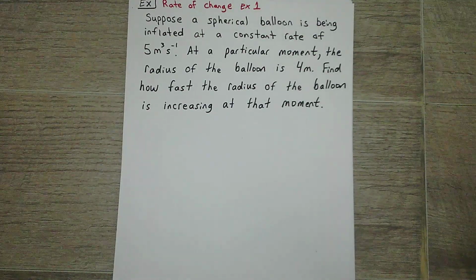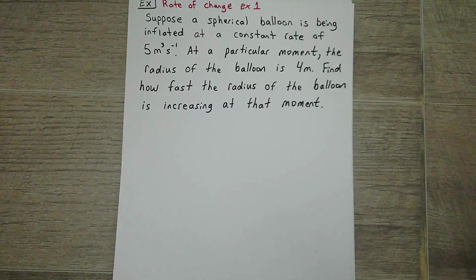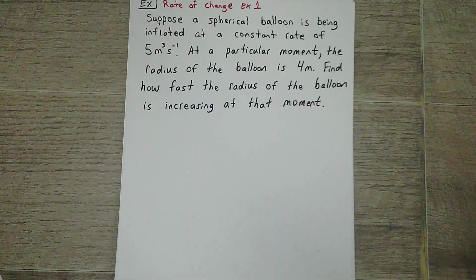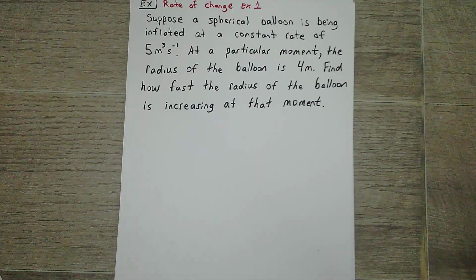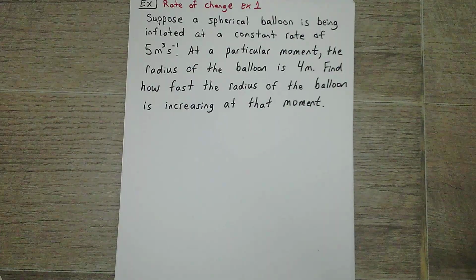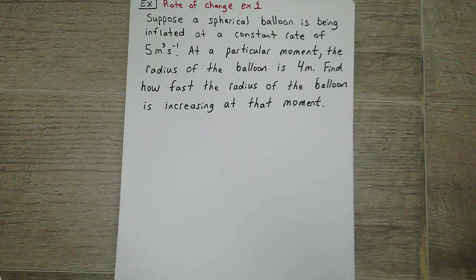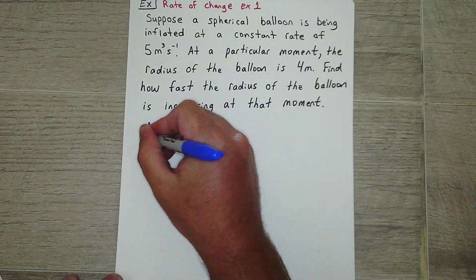Today we're just going to look at an example. I want you to go through the example with me. Then tomorrow we're going to do another example, and hopefully by then you'll be able to do one for an assignment. So suppose a spherical balloon is being inflated at a constant rate of 5 cubic meters per second. At a particular moment, the radius of the balloon is 4 meters. Find how fast the radius of the balloon is increasing at that moment. The first thing we know to do is go ahead and write down our rate of change.